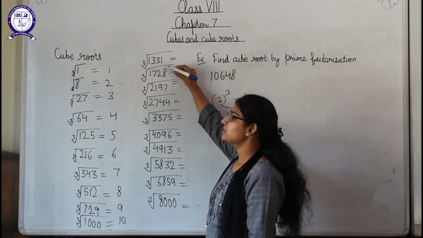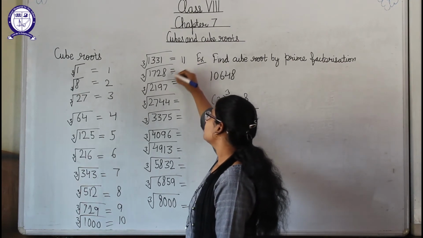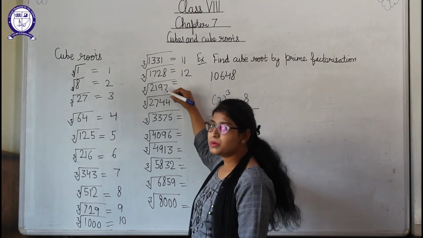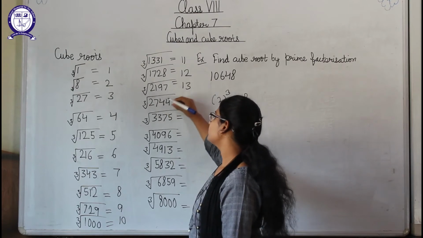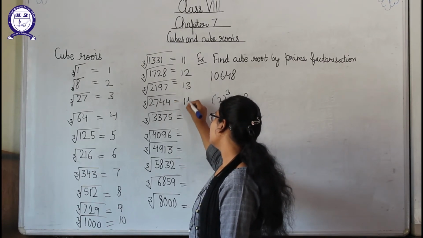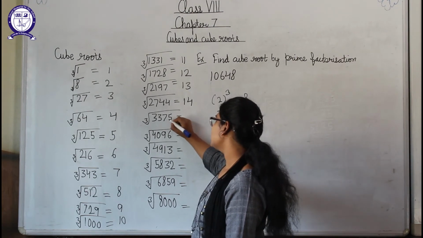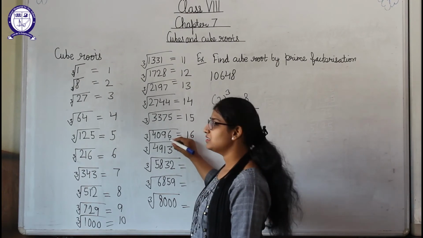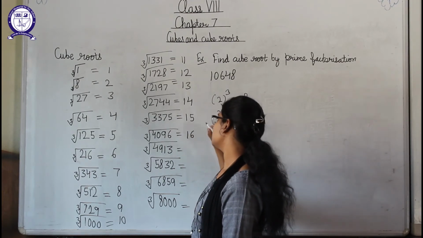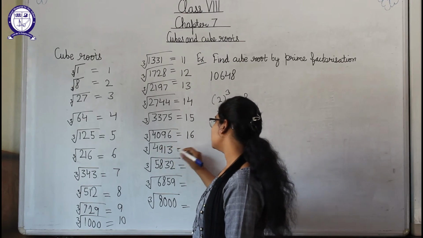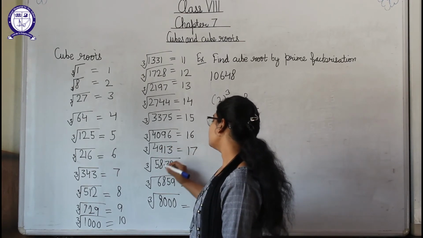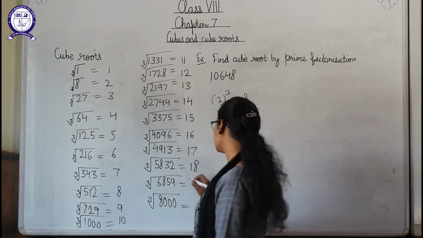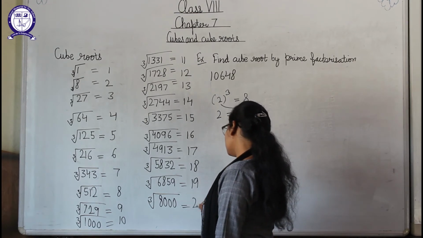Similarly, cube root of 1331 is 11, cube root of 1728 is 12, cube root of 2197 is 13, cube root of 2744 is 14, cube root of 3375 is 15, cube root of 4096 is 16, cube root of 4913 is 17, cube root of 5832 is 18, cube root of 6859 is 19, and cube root of 8000 is 20.